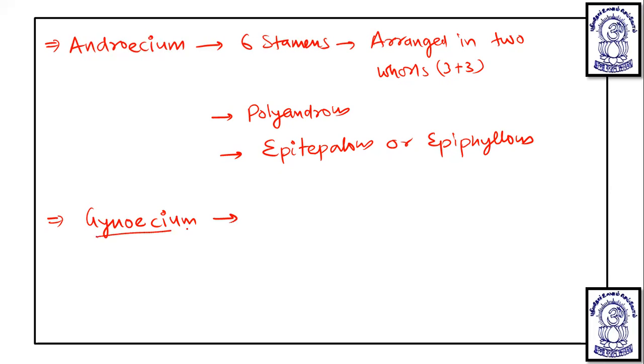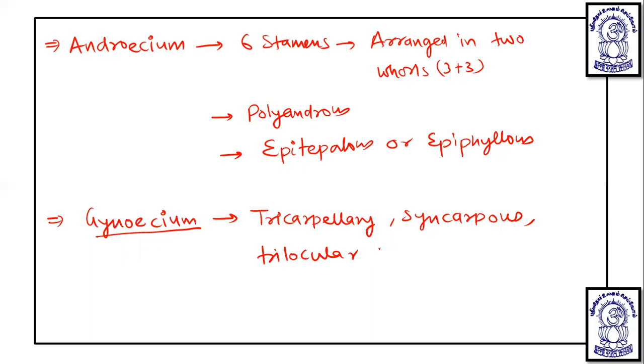Okay, now after androecium, if we talk about the gynoecium, it is tricarpellary, syncarpous, with three carpels, and a trilocular ovary with many ovules. Why is it trilocular? Because tricarpellary means three carpels are there. When the ovaries of the three carpels fuse, they form three locules in one ovary. Okay, so this is what is seen in the gynoecium.